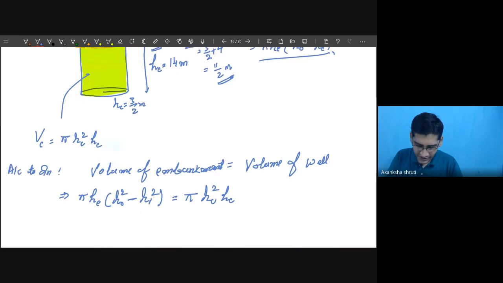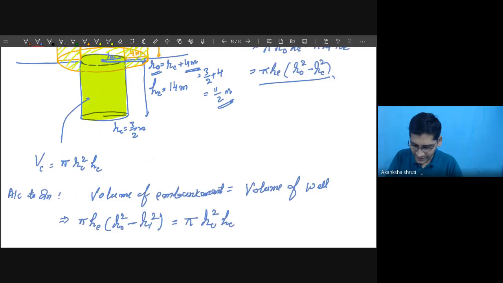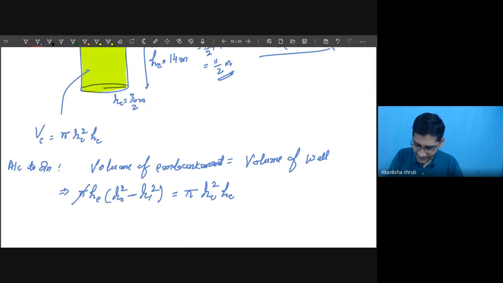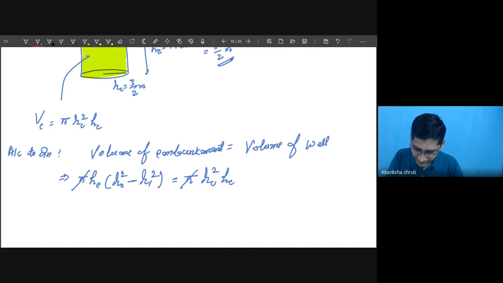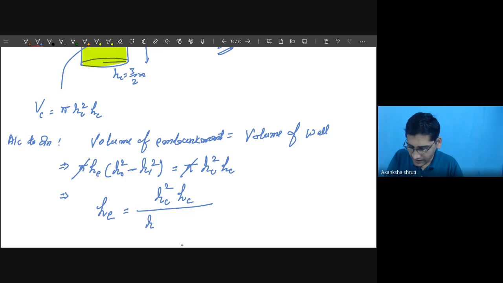Volume of cylinder is pi R_C square H_C, and volume of embankment is pi H_E times R out square minus R_I square. Equating these, the pi can be cancelled. On one side there is H_C and on the other side there is H_E. We need this H_E, the height of embankment, which equals R_C square times H_C, the height of the well or cylinder, divided by R out square minus R_I square. This is for the embankment. Let us go for substituting this.